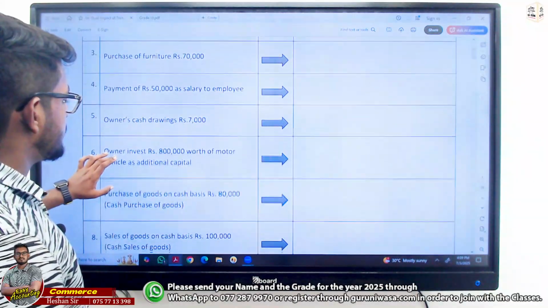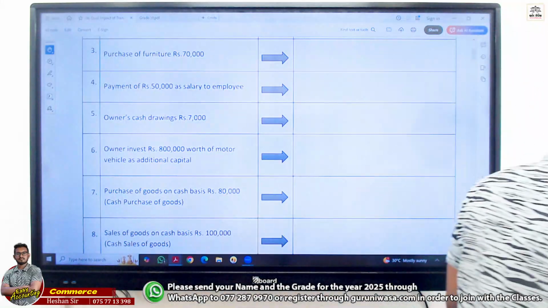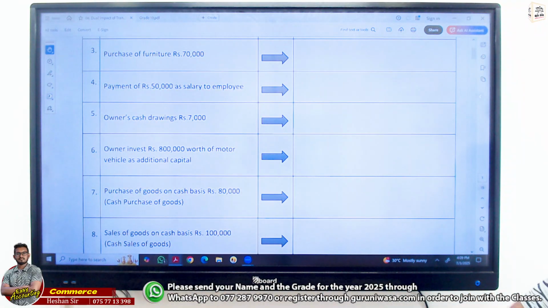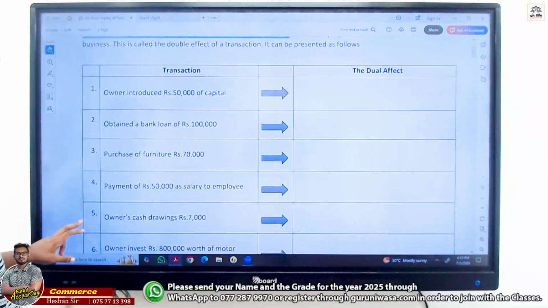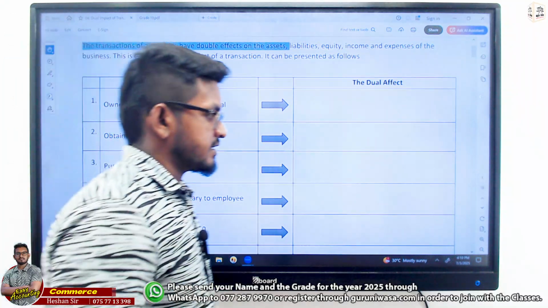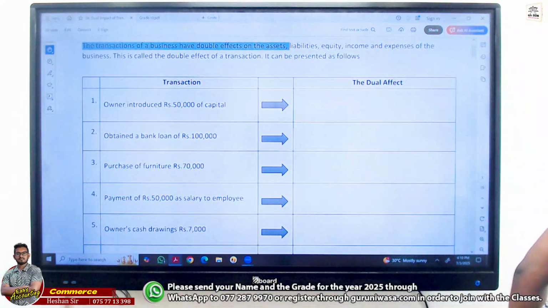I think we finished only up to which one? Can you tell me? We didn't do all the things. Up to which number did we do last week? Anyone? No one? Oh my god. Can you hear me, guys? Number 5. Up to 5, sir. Right, we finished up to number 5, only there. The dual effect.